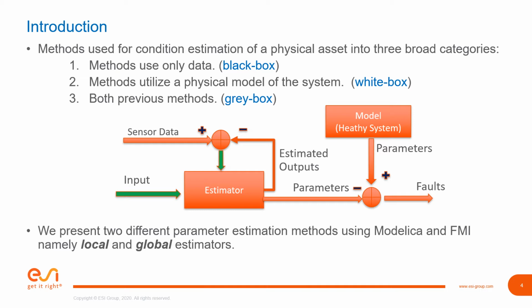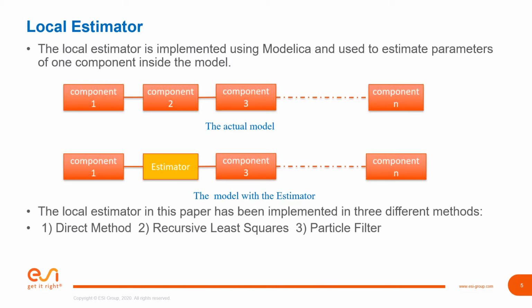Actually, before we started the estimation, we know the parameters for the healthy condition, and we have the estimated parameters, so we can compare between the estimated parameters and parameters for the healthy system. From that, we can define the location of the faults and the amount of the faults. In our paper, we classify the estimators in two categories, local and global estimators, and we will see the difference between them in the coming slides.